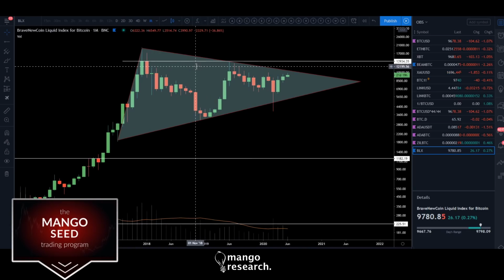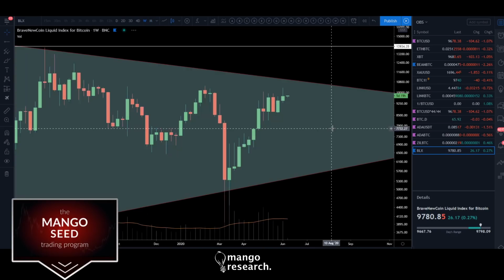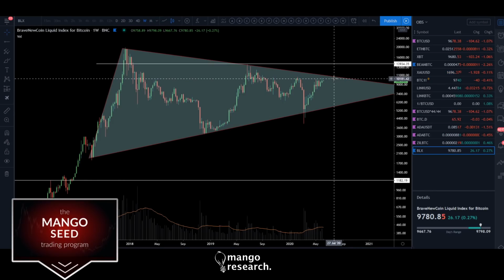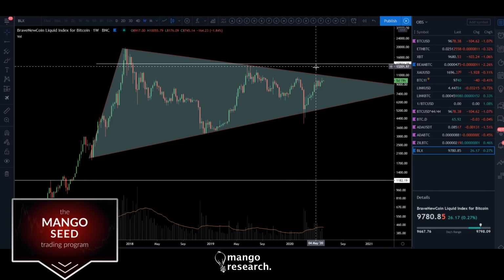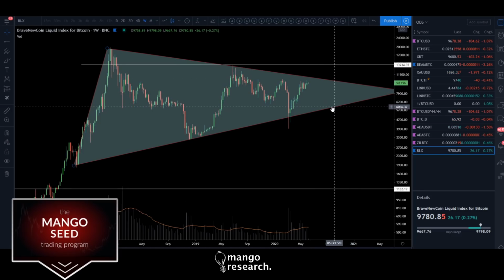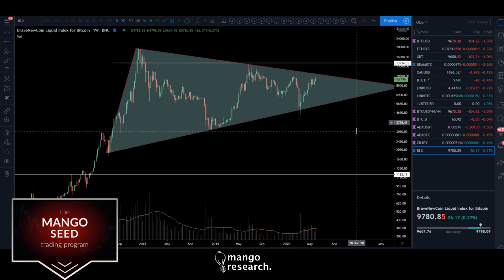I did draw the symmetrical triangle on a weekly time frame, so I'm going to switch over to the weekly, Krisha. I want to point out that we could very well still get rejected over here on a weekly basis and make our way down towards the bottom of the symmetrical triangle. There's enough time. The reason I'm showing the weekly chart is because the monthly gives people the impression that we're going to break soon.